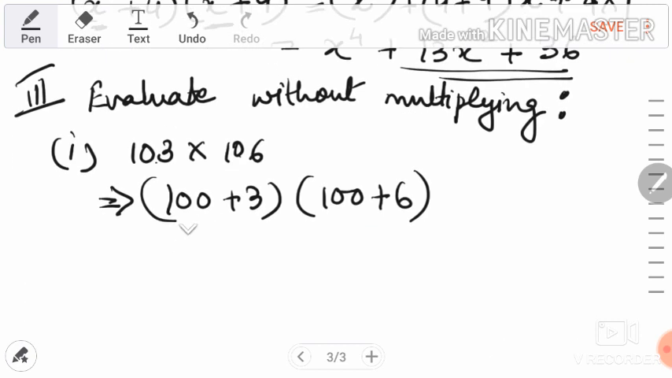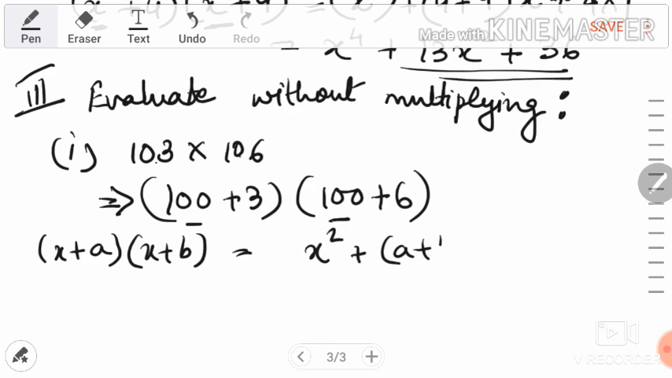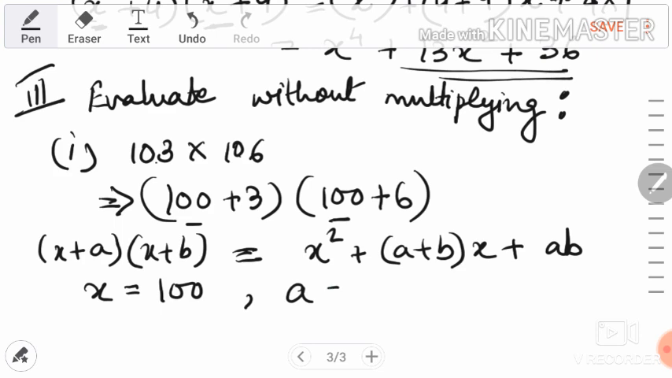The idea is to make the first term in these binomials the same, so that we can use the identity (x plus a) into (x plus b) equal to x square plus (a plus b) times x plus ab. So x here is 100, a is 3 and b is 6.